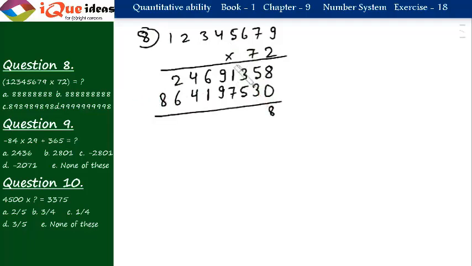Now if you add them carefully, 8 and 0 is 8, 5 and 3 is 8, 3 and 5 is 8, 7 and 1 is 8, 9 plus 9 is 18, 8, 1 carry forward, 6 plus 1, 7 plus 1, 8, 4 plus 4, 8, 2 plus 6, 8 and 8.